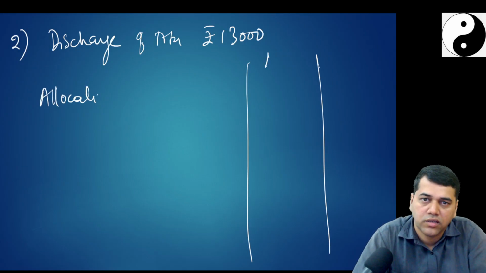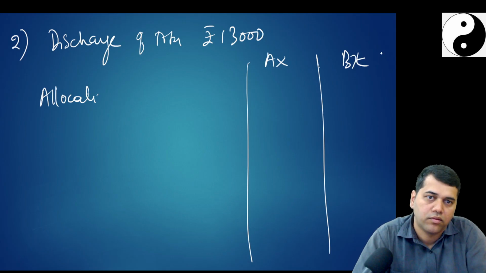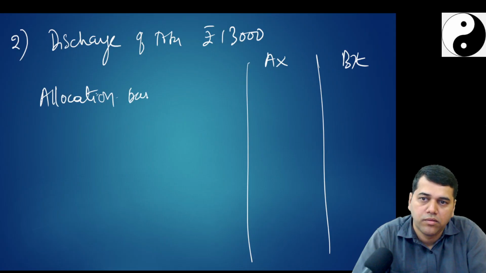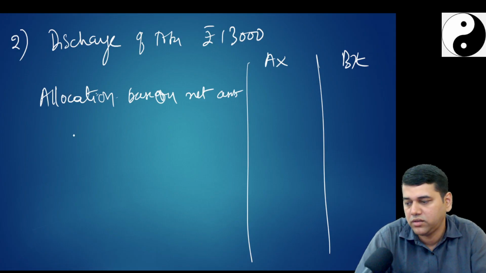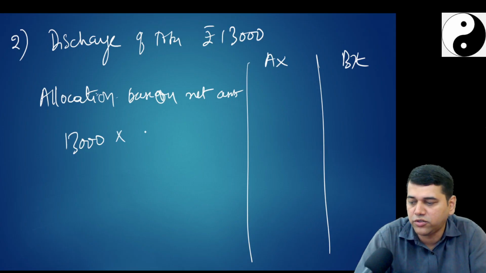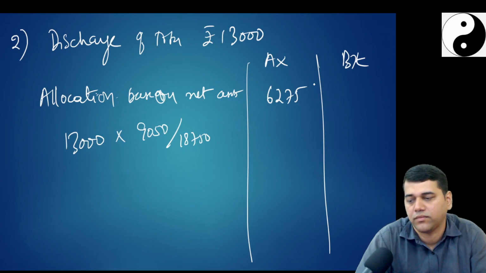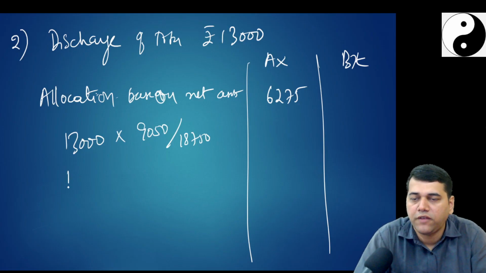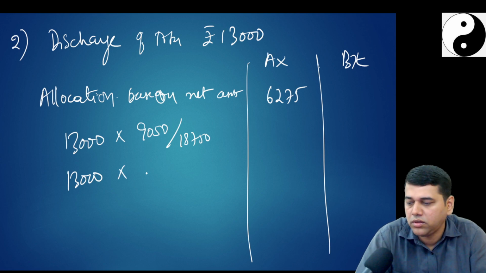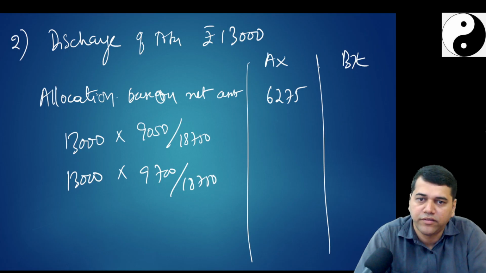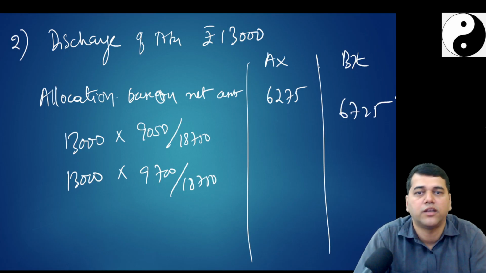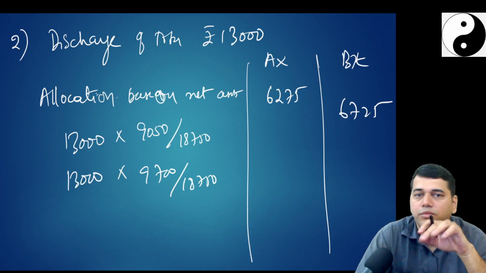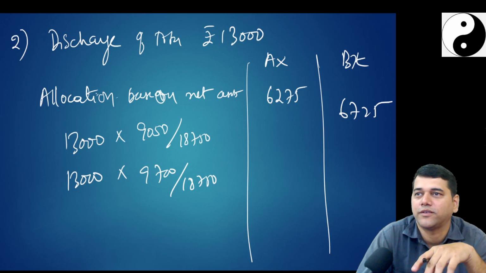Allocation based on net assets. So how much you give to AX? 13,000 into 9,050 net assets of AX divided by 18,750. So you give 6275. And for BX, 13,000 into 9,700 divided by 18,750, you get 6725. Understood, students? Beautiful numbers, sir. 6275, 6725.